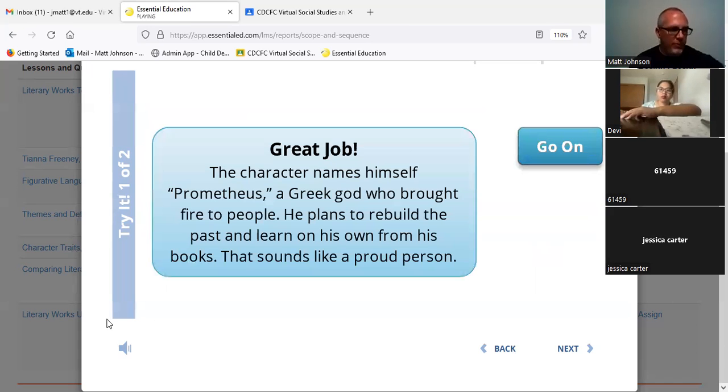Great job! The character names himself Prometheus, a Greek god who brought fire to people. He plans to rebuild the past and learn on his own from his books. That sounds like a proud person. All right.